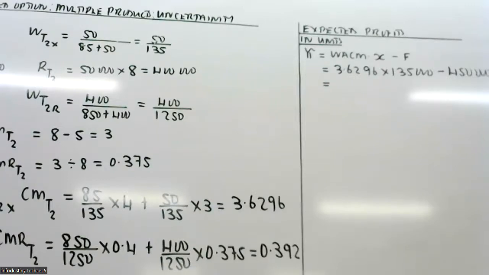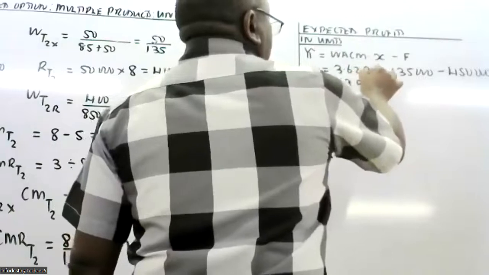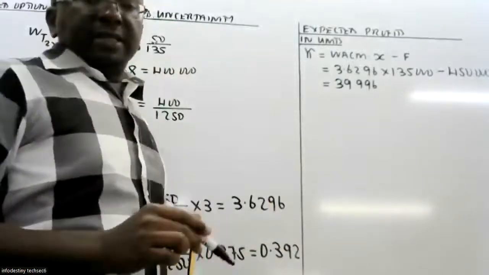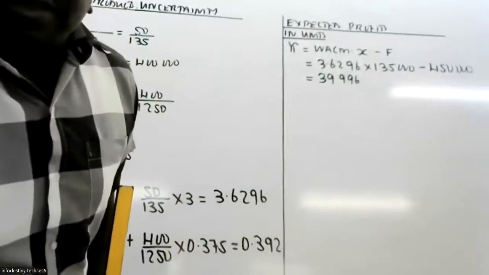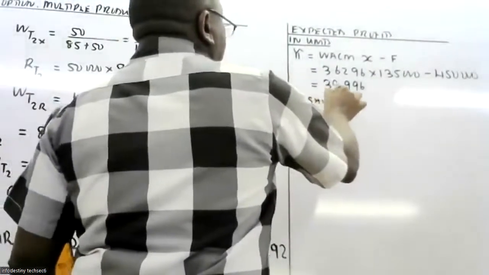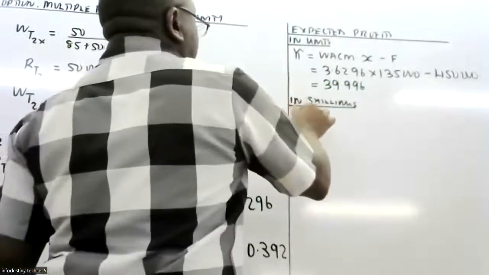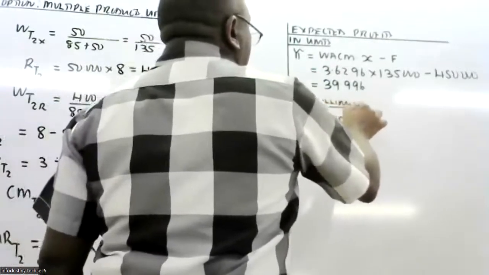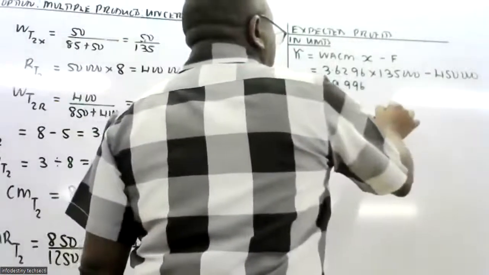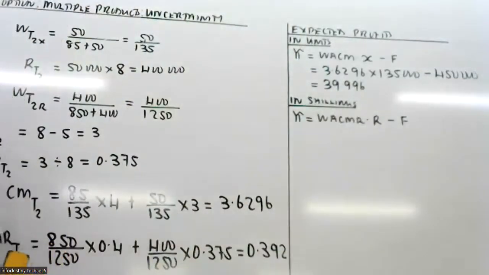How much? That's 9,996. Okay. If you are looking for profits, when you are in shillings or in value, profit is given as WACMR multiplied by revenue minus F.